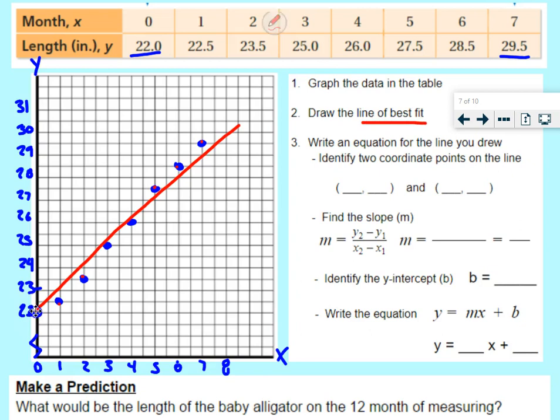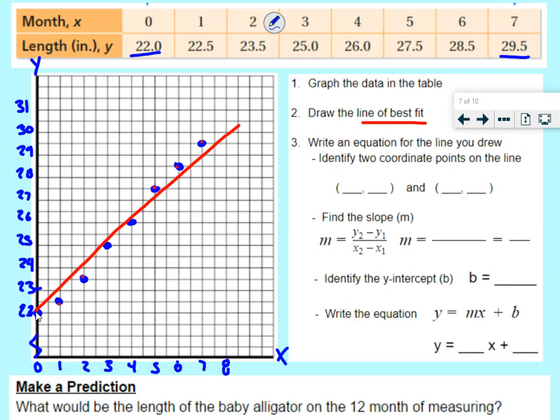Then we want to write an equation for that line of best fit. That line of best fit is going to allow us to predict how long the alligator would be given just any month. So if we wanted to know how long he's going to be after 22 months, instead of having to extend this chart and make an accurate guess, we use that line of best fit because it shows the trend in the data.